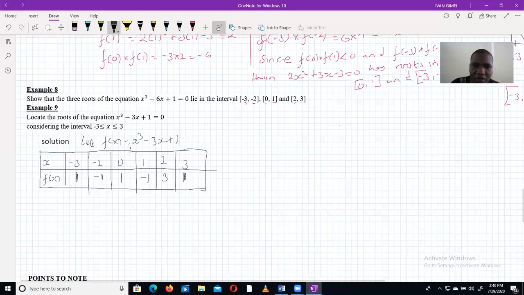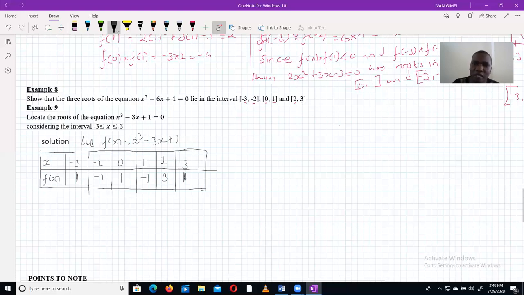Let me try to double check. Now put -3, this is -27. This becomes +27. It gives me 1. When I put -2, this becomes -8. Negative 8 plus 6 gives me negative 2 plus 1 gives me negative 1. When I put 0, it is positive 1. When I put 1, this is 1 minus 3, negative 2 plus 1, negative 1. When I put 3, this becomes 27. When I put 2, this becomes 8. 8 minus 6 is 2 plus 1 becomes 3.